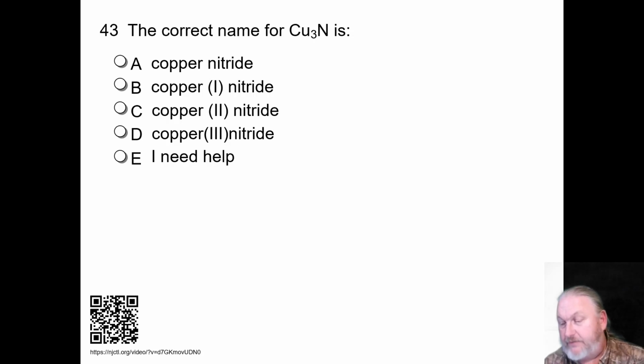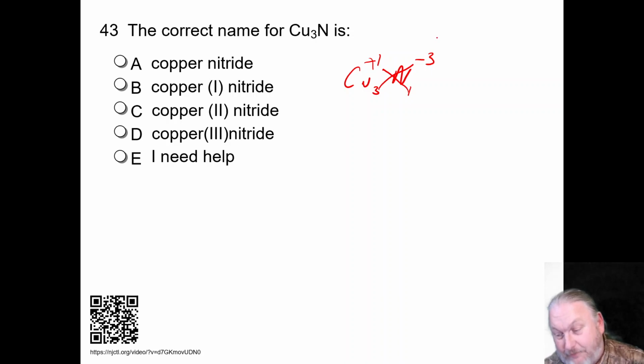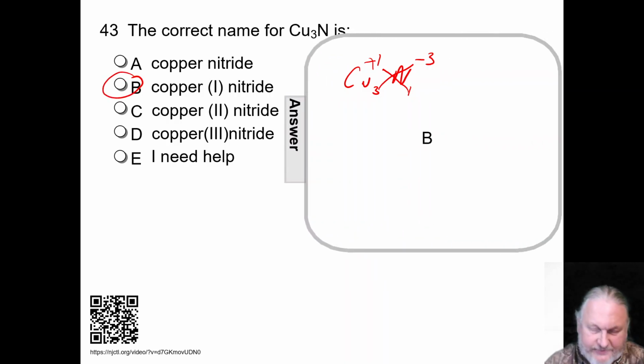The correct name for copper Cu3N is what? Well, let's do the Cu3N. N I know is -3. So I'm going to do a reverse crisscross. That's got a 1, so that's got to be copper +1. All right. I like the reverse crisscross method. It works for me. That's B. That's how my mind thinks.